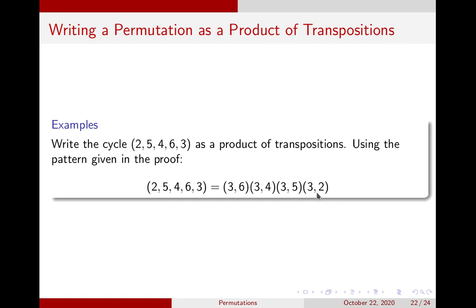Okay, so plugging 2 into the first transposition gives you a 3. Plugging 3 into the second transposition gives you a 5. Plugging 5 into the third transposition, working from right to left, gives you a 5. Plugging 5 into the fourth gives you a 5. The net effect is that 2 is sent to 5.